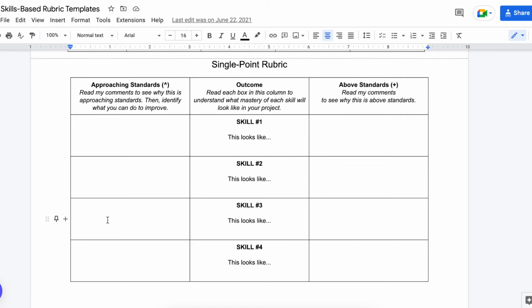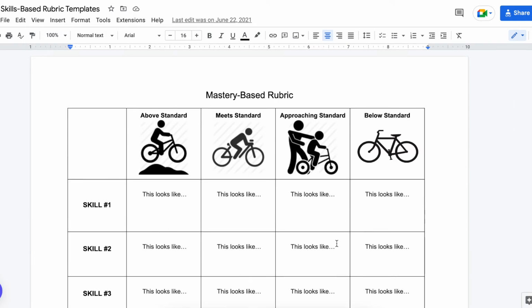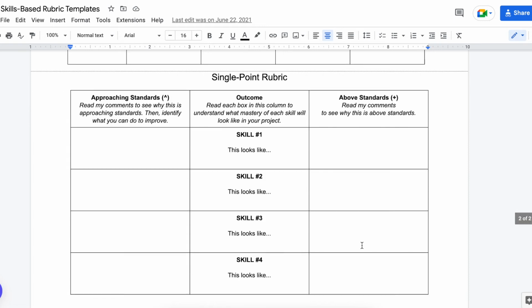Another option is to do a single point rubric. So this is actually even faster to create if you want to get to those skills and a description of what does it look like to be proficient in this skill. You don't need all of these 4 categories. You just need the one.